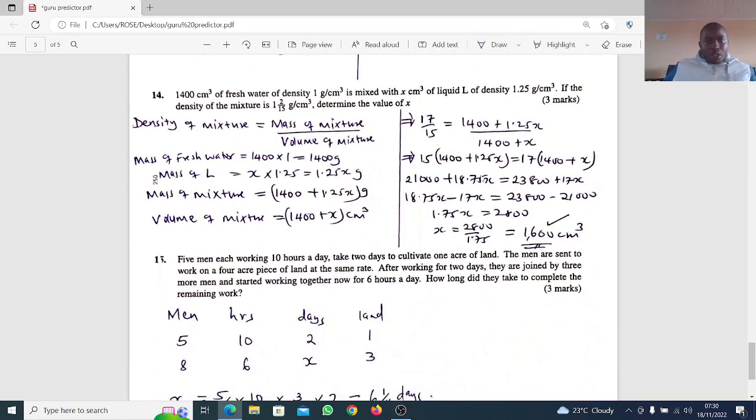Question number 14 is talking about 1,400 centimeters cubed of fresh water of density 1 gram per centimeter cubed, mixed with x centimeters cubed of liquid L of density 1.25 grams per centimeter cubed. If the density of the mixture is 1 and 2 over 15 grams per centimeter cubed, determine the value of x. First of all, to get the density of the mixture equals mass of mixture over volume of mixture. And the mass of the mixture equals the mass of fresh water plus the mass of liquid L.